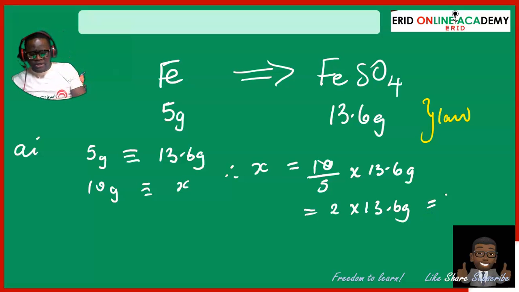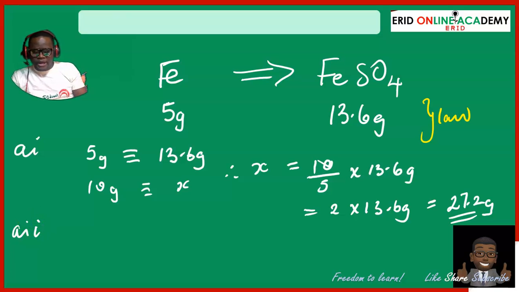Press your machine, you're going to get 27.2 or 2 grams of iron 2 sulfate. So if you look at this question, what we've done basically is just to find the ratio. That is exactly what we have done, just to find the ratio. So the second part now says, what mass of iron 2 sulfate will be obtained from 1 gram of iron? So we'll follow the same examples to be able to perform this calculation.